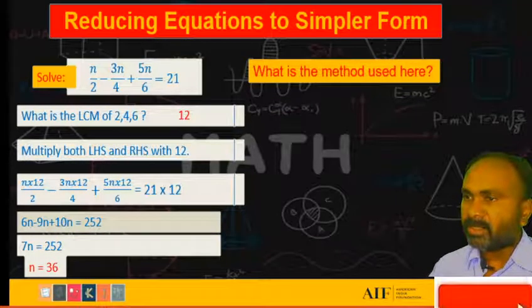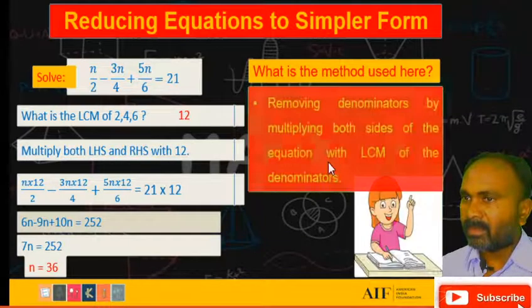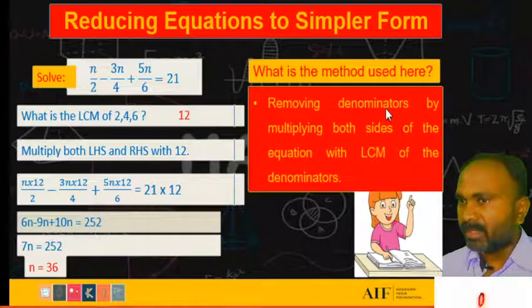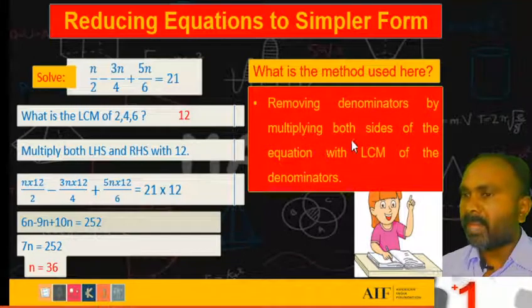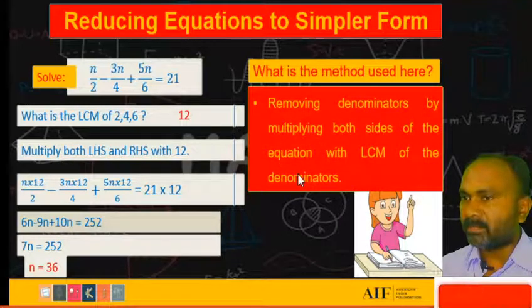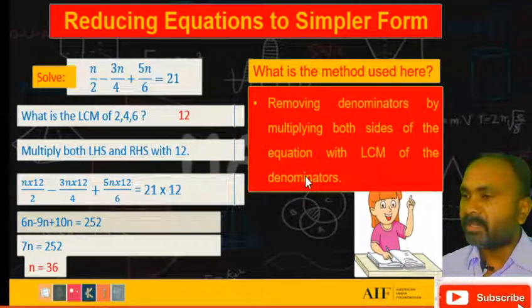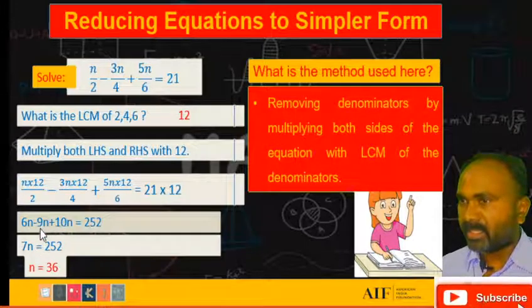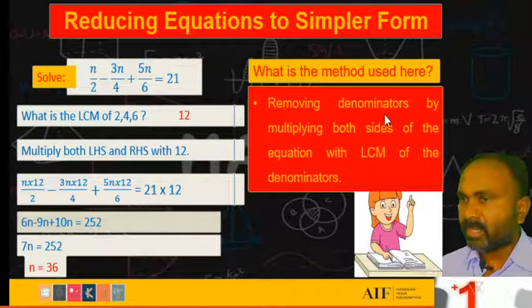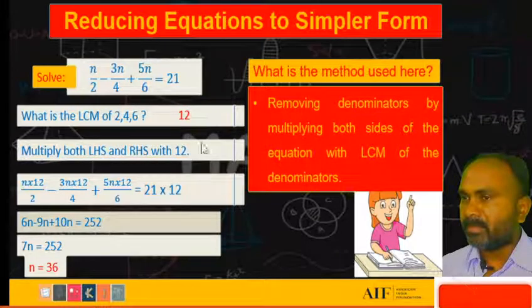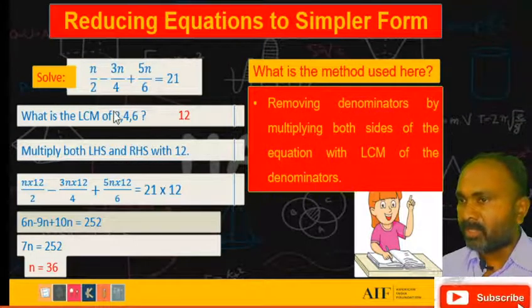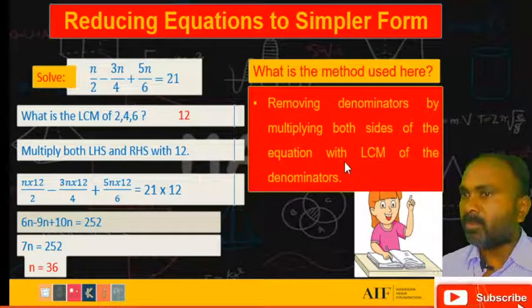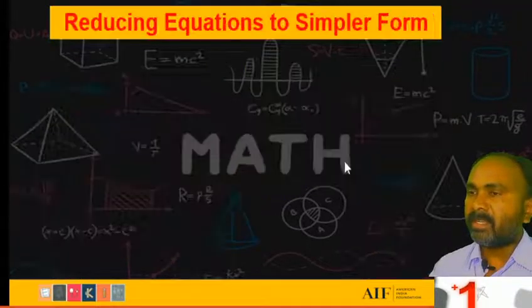What is the method used here? Removing denominators by multiplying both sides of the equation with the LCM of the denominators. Here no denominator is there because we used the LCM to multiply. So remove denominators by multiplying both sides of the equation with the LCM of the denominators.